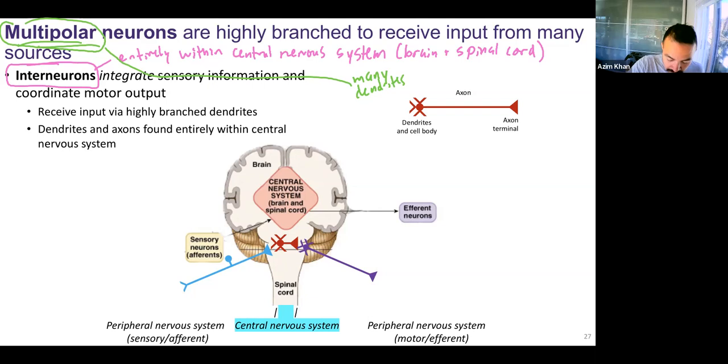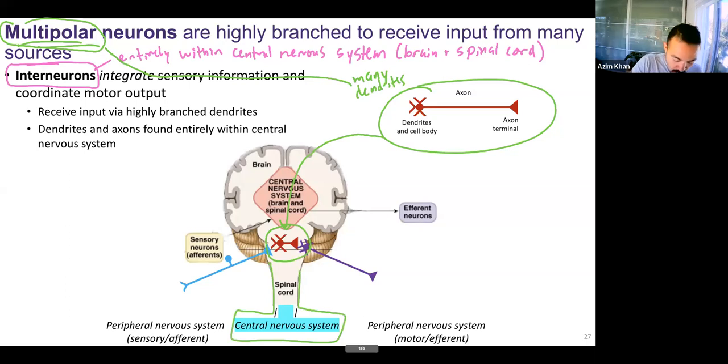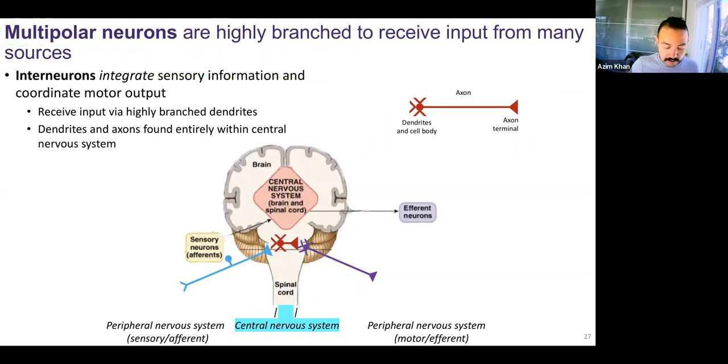So I've drawn one of these multipolar interneurons here, found directly within the central nervous system. We have a sensory neuron leading into it, and eventually we'll see that it's going to send output via a motor efferent neuron. Interneurons are always multipolar. So with sensory neurons, it could have been pseudo-unipolar or bipolar. Interneurons are always multipolar.